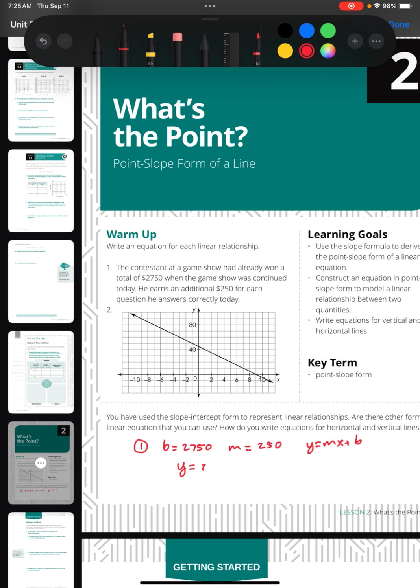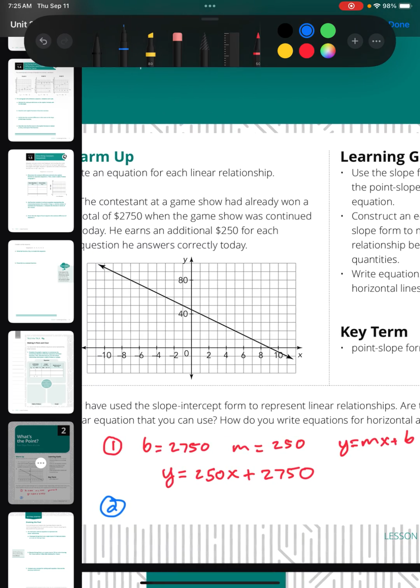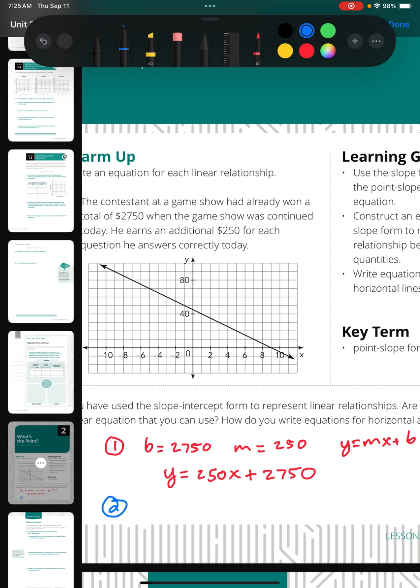of y equals 250x plus 2,750. And then for the second one, we're going to estimate here our y-intercept. Looks like I'm going to say it's halfway between those two lines. Just for estimating purposes for this warm-up, we could get it exactly.